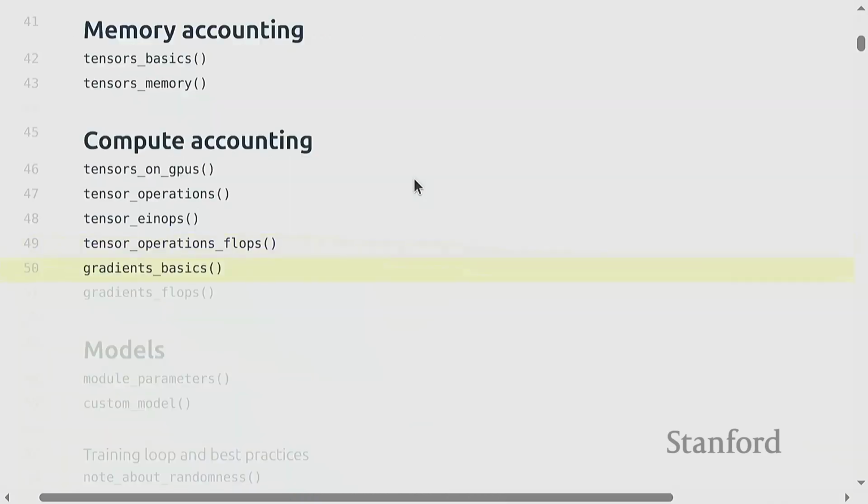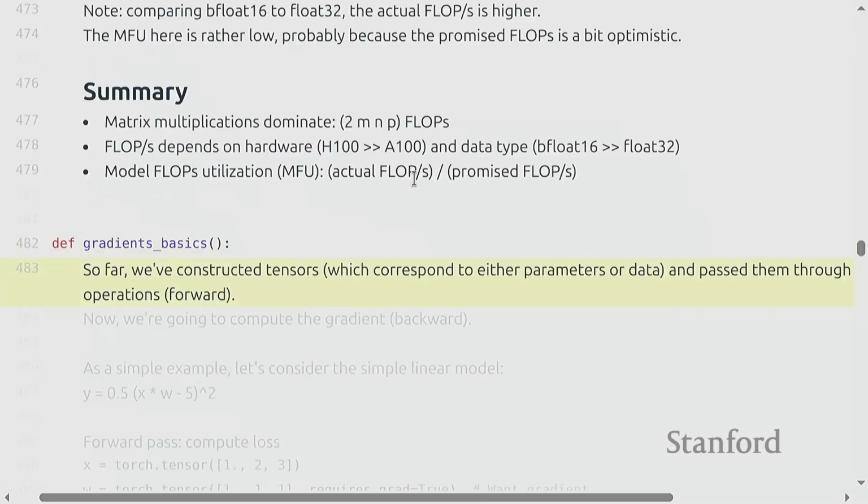Okay, so let's talk a little bit about gradients. And the reason is that we've only looked at matrix multiplication, or in other words, basically feed-forward passes and the number of flops. But there's also a computation that comes from computing the gradients, and we want to track down how much that is.